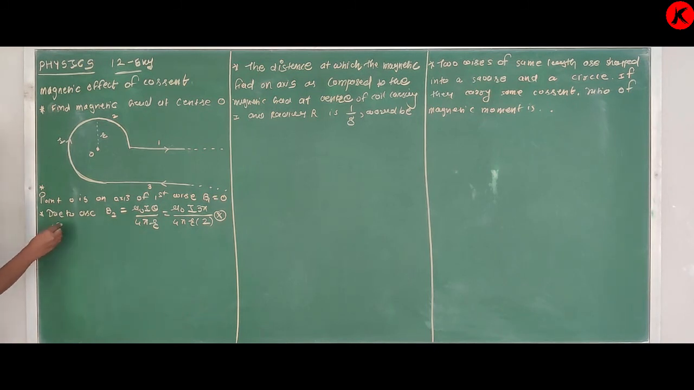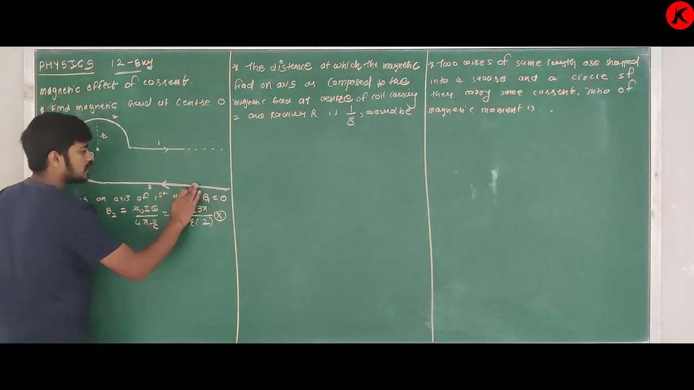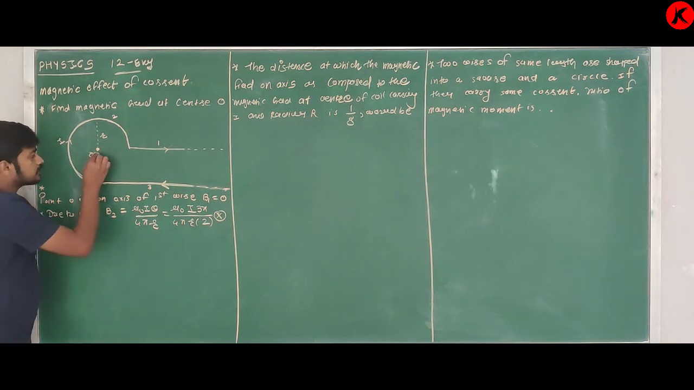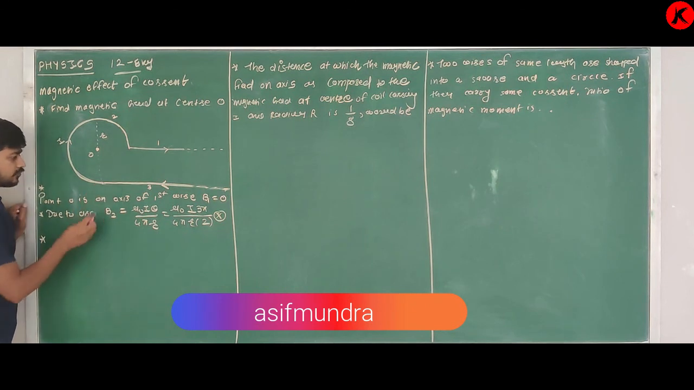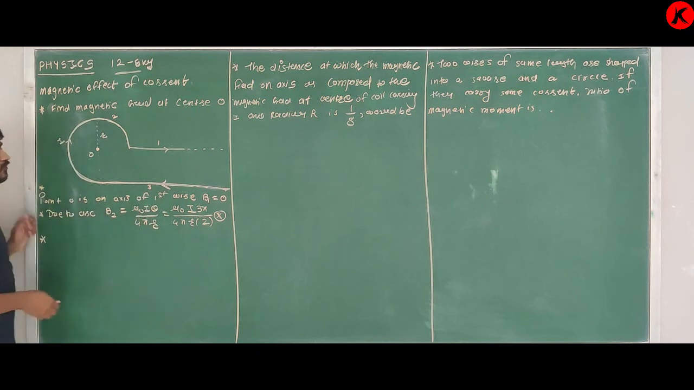Now the magnetic field due to this wire. See, it is a wire of infinite length, and this point is on its one end. Here it is. So this wire is called a semi-infinite wire.